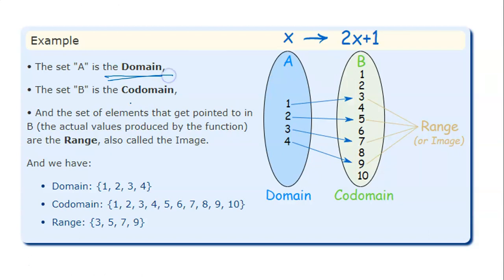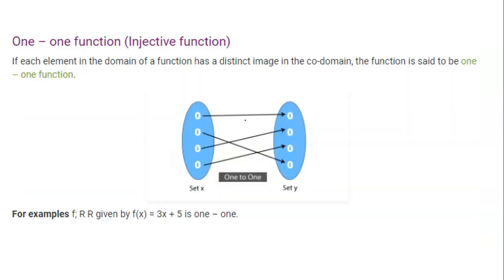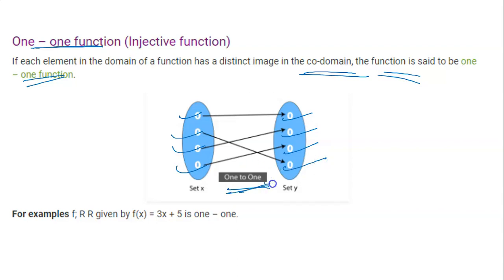Set A is called the domain, B is called the codomain, and the selected values of B for which we find a relation from A is called the range. One-one function: if each element in the domain of a function has a distinct image in the codomain, the function is said to be one-one. See, every element over here is connected to a distinct element in the other set Y. Then this is called a one-one function.